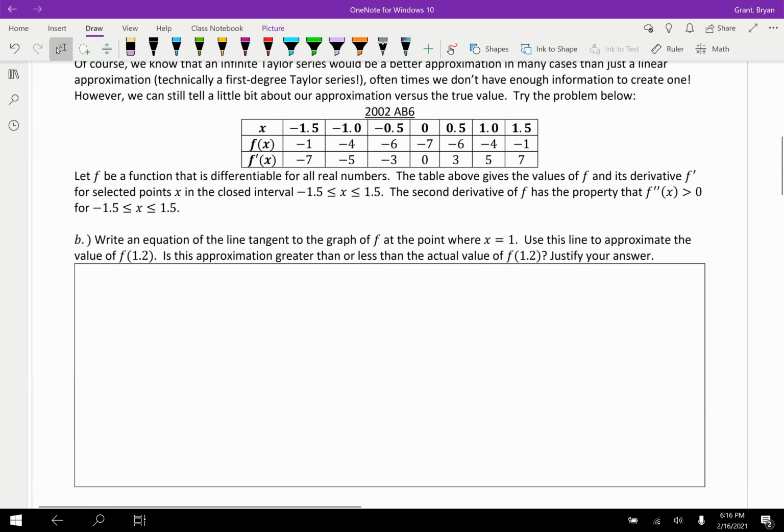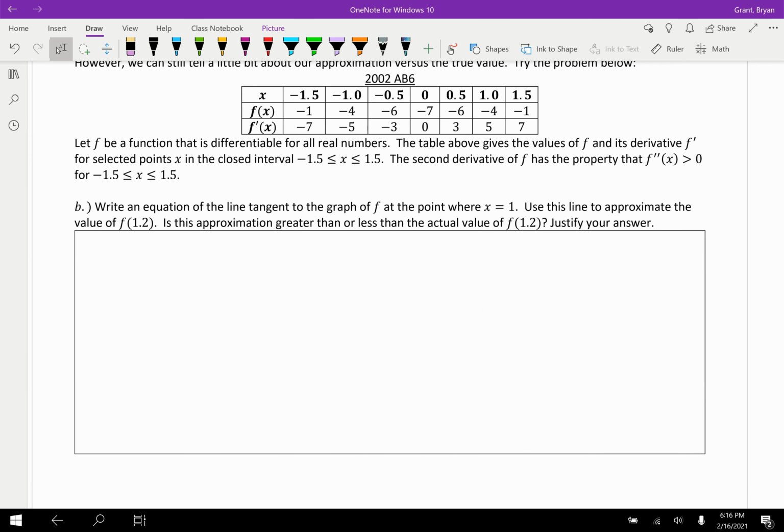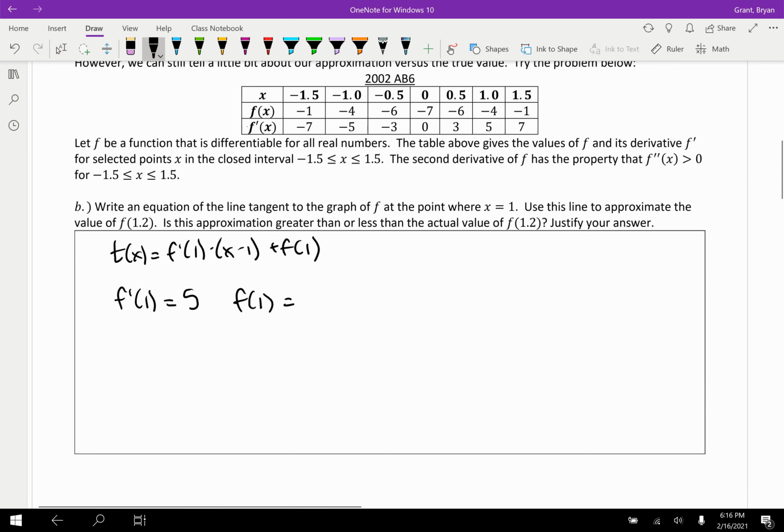All right, so here's our first one, equation of a line tangent at x equals 1. So we have f prime of 1 times x minus 1, and I always write this first just to help me out. I think it gives a nice little guide, right? F prime of 1 is 5, and this is really nice with the table, right? F of 1 is -4. So our tangent line then is 5 times x minus 1 minus 4.